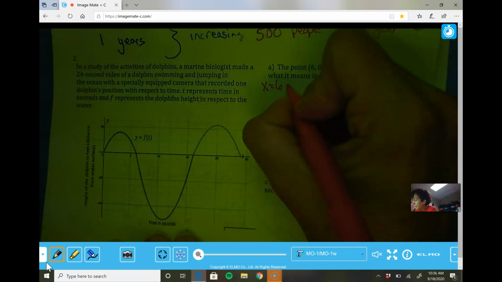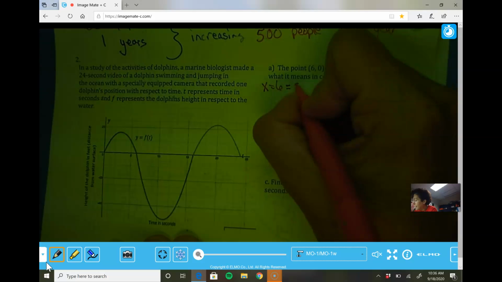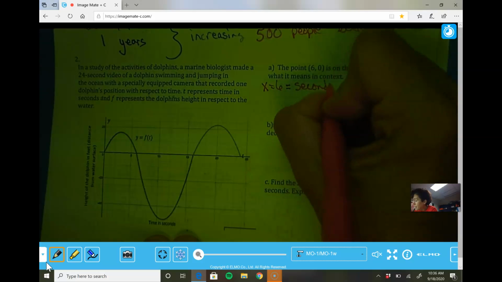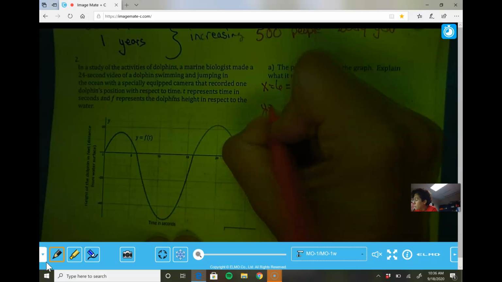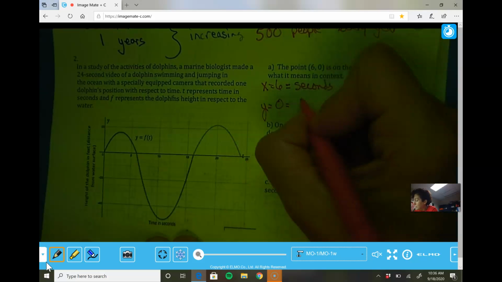And so what you want to do is, the axis is describing the time in seconds. And then you got your y value, and that's 0. And then again, this is just feet.